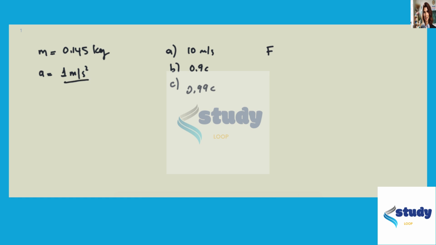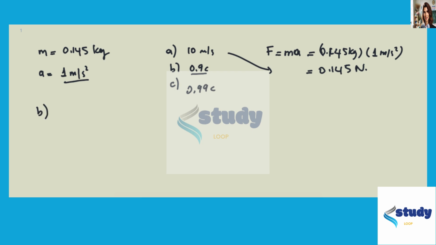Now, since part A is not dealing with relativistic velocities, F is really straightforward, right? It's m times a. So m is 0.145 kilograms, and the acceleration is 1 meter per second squared. So as an answer to part A, we have 0.145 newtons. Now in part B, as you can see, the speed is much higher. So let's answer part B here.